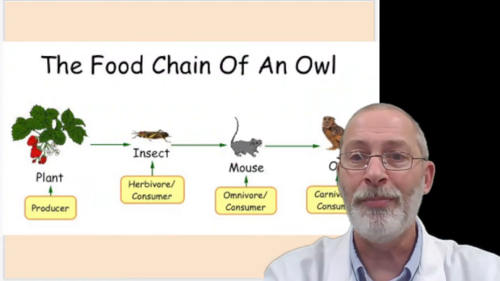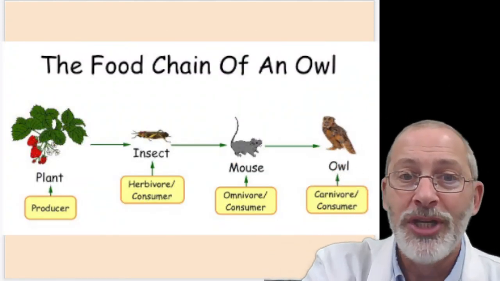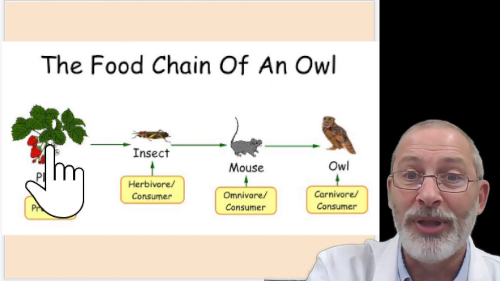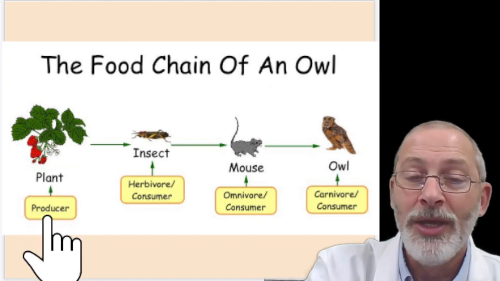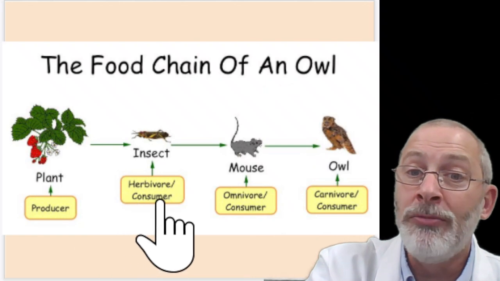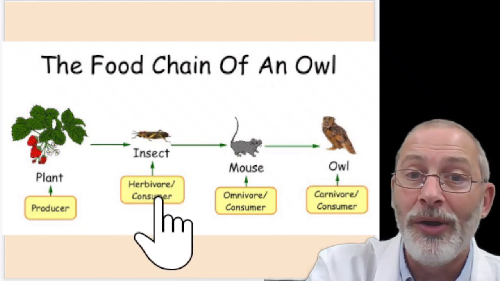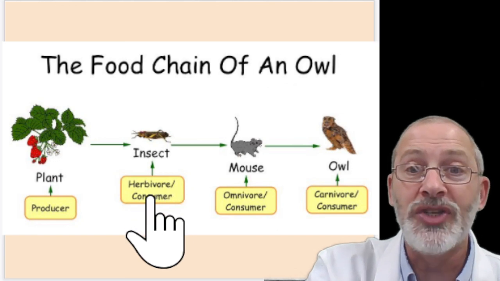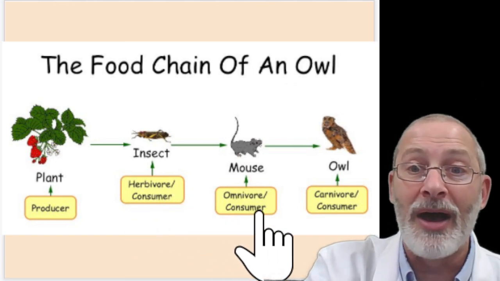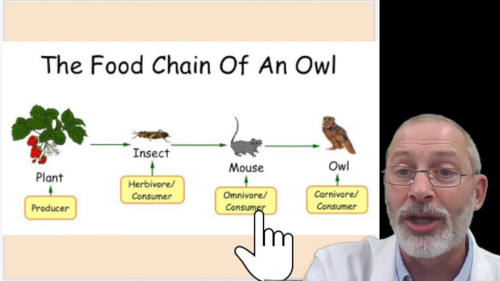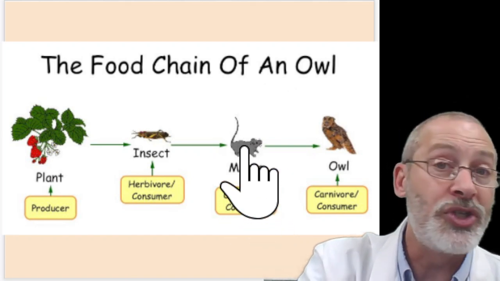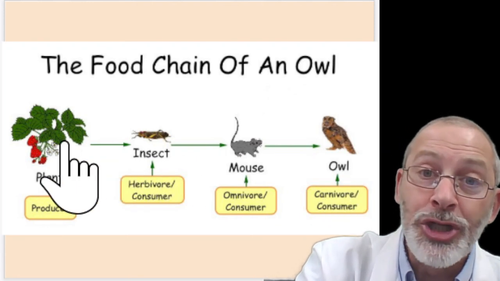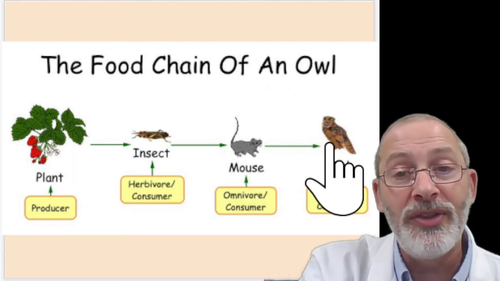So here's an example of a food chain. We've got a producer, a plant like a strawberry plant, which is consumed by an herbivore or a primary consumer, a little insect, which is then eaten by an omnivore consumer or a secondary consumer, a mouse, which is then eaten by an owl. The energy flows from one to the other.